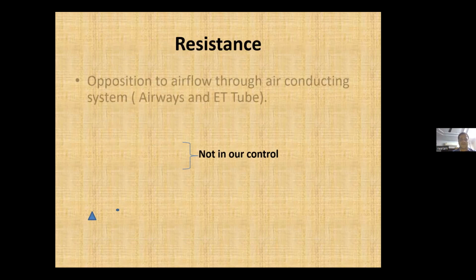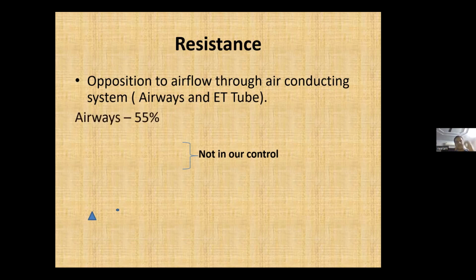Okay. Then coming to the resistance. So resistance is nothing but the opposition to the airflow through the air conducting system. If air has to reach the lungs from the nose or from the ventilator, it has to pass through many small tubules. So definitely there is going to be some resistance or opposition to the airflow. It is a measure of that opposition which the air has to face when it is passing through all these airways. So that is what we call resistance.